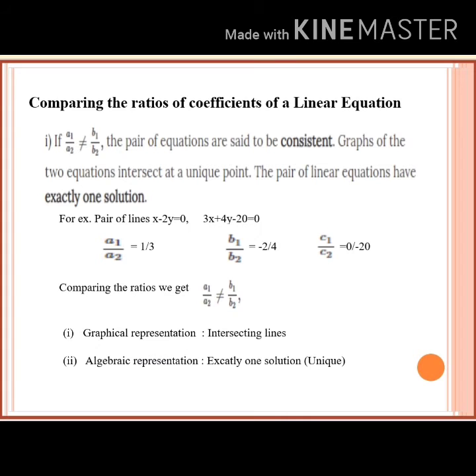For example, we take the pair of equations x minus 2y equals 0 and 3x plus 4y minus 20 equals 0. Now we find a1 upon a2 is 1 by 3, b1 upon b2 is minus 2 upon 4, c1 upon c2 is 0 upon minus 20. Comparing these ratios, we get a1 upon a2 is not equal to b1 upon b2. So the graphical representation is intersecting lines, and the algebraic representation means they have exactly one solution, that is, a unique solution.